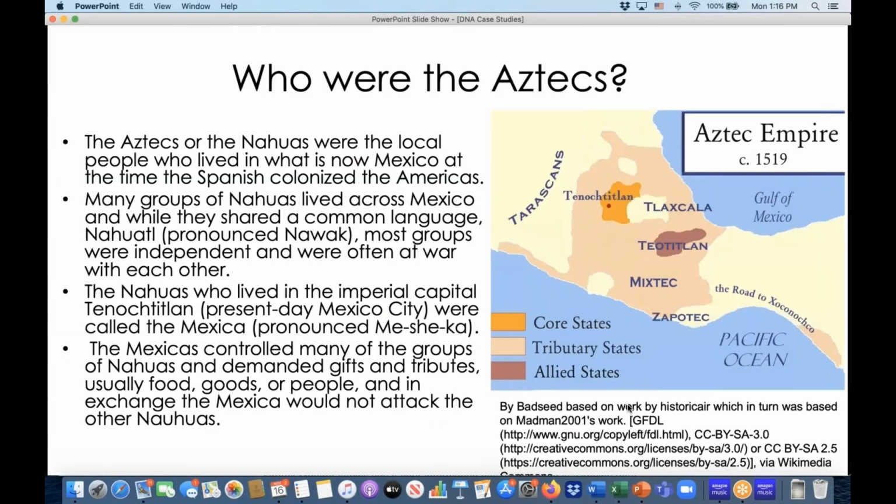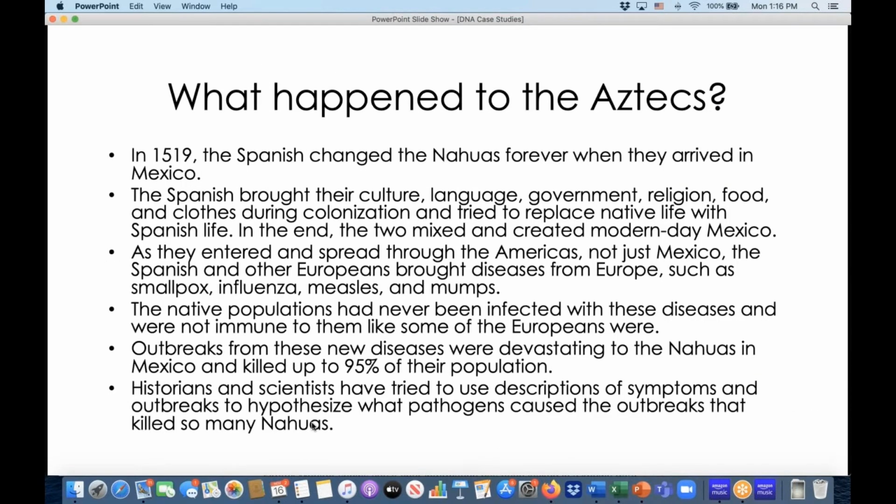We give the students a little bit of background about the Aztecs. They were the Nahuas, and they lived in what is now Mexico at the time when the Spanish were colonizing the Americas. We talk a little bit about their common language, where they lived, and just a little bit of background to who this group of people were. And then we ask the question of what happened to them.